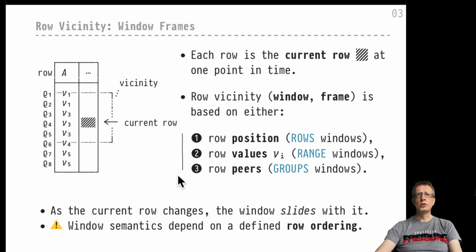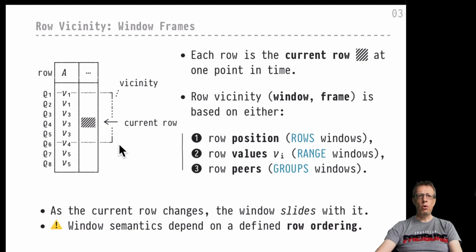Each row can be the current row at one time. So while we walk the input table, every row will be the current row at one time, and the vicinity that we've defined will slide with the current row. So the vicinity wanders with the current row, and will always contain the current row and maybe a bit more.